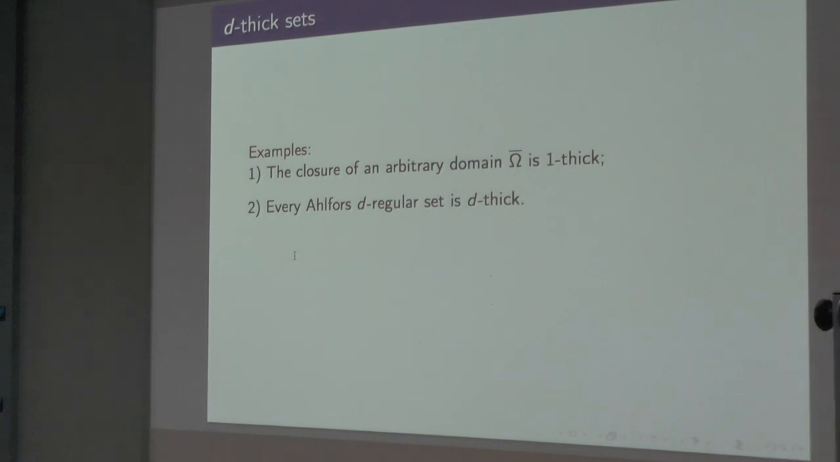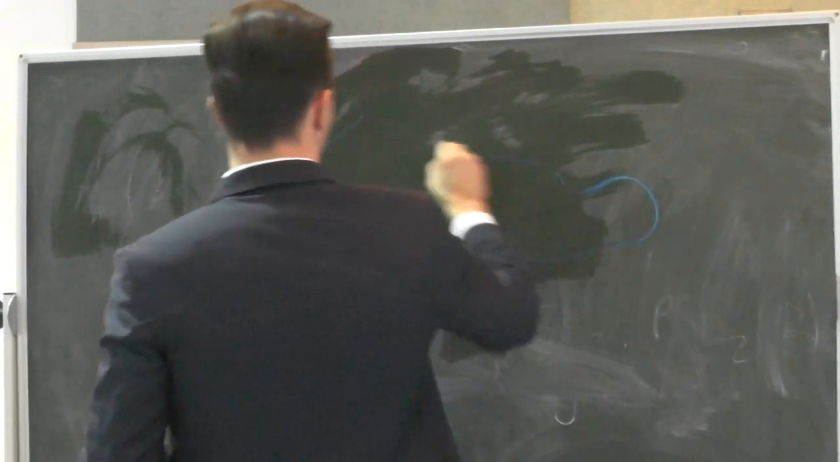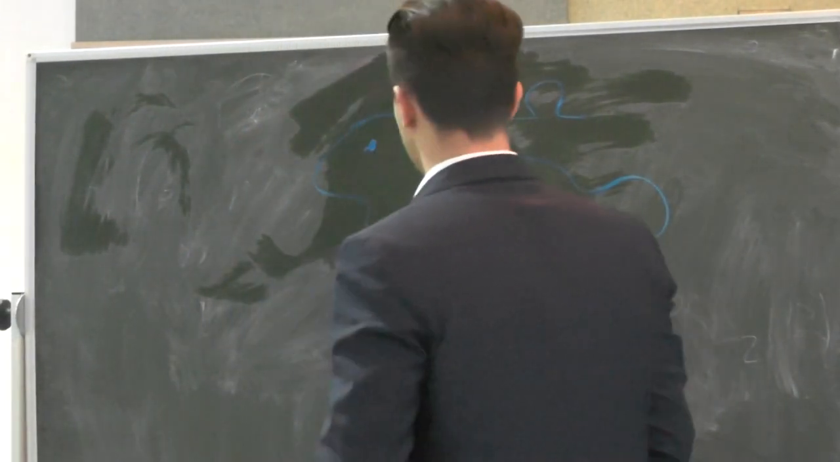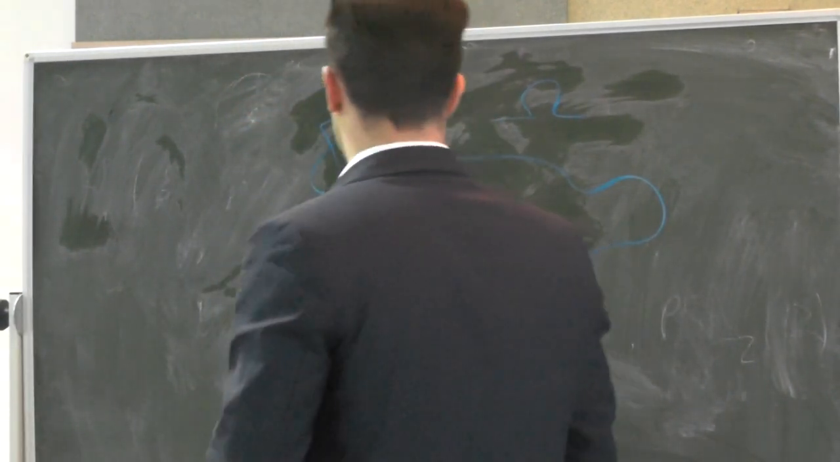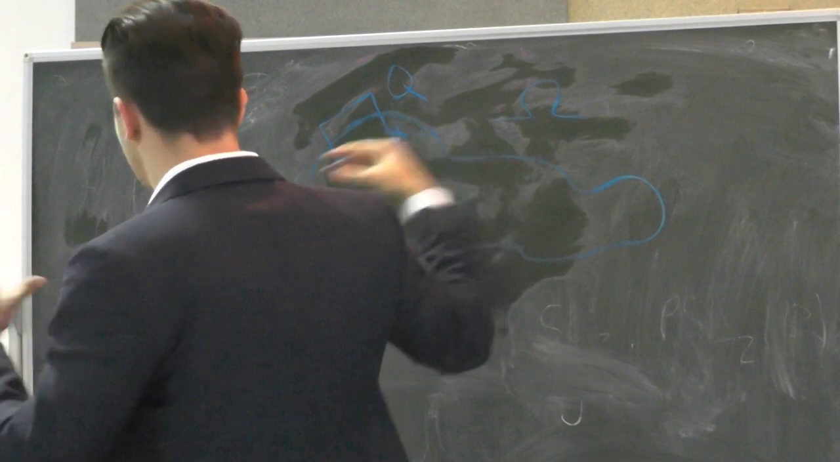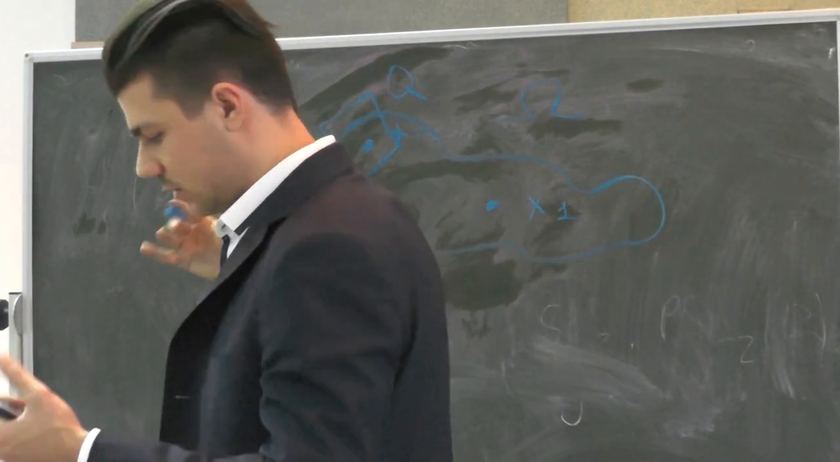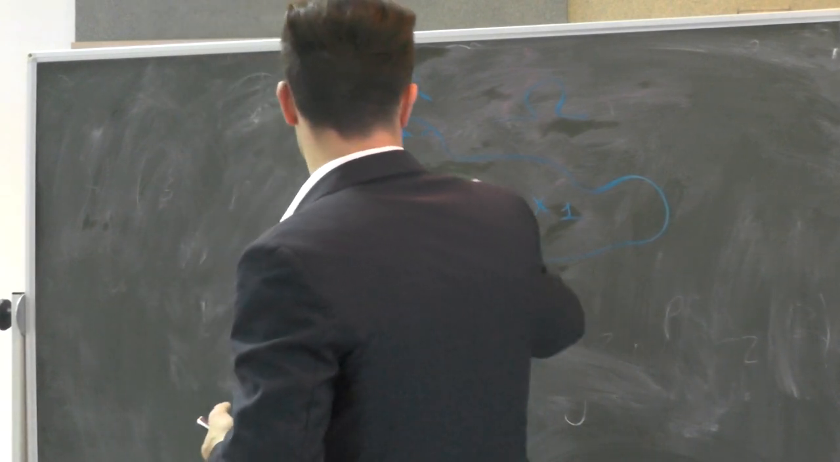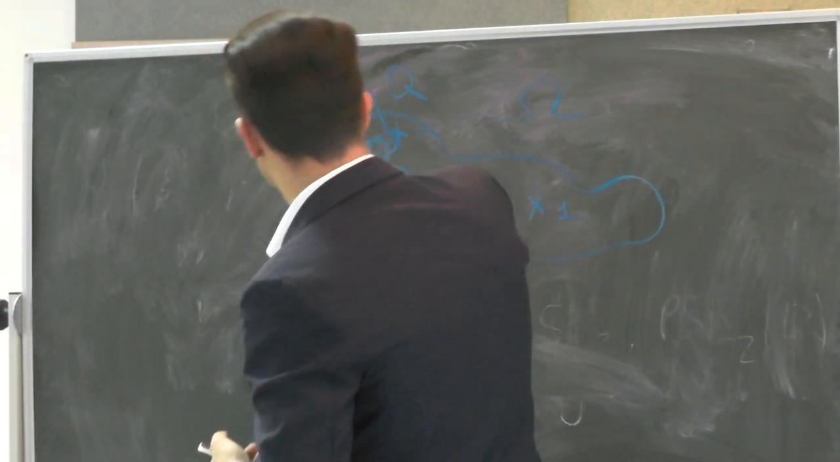I try to explain why. By domain I mean an open path connected set. If we consider an arbitrary domain omega, we pick a point x0 and consider a cube. Without loss of generality, we may assume that our domain omega is not contained in this cube Q. In this case, we have a point x1 which does not belong to our cube Q. And our set is path connected, so we can join x0 and x1 by a curve, and consider the piece of this curve.